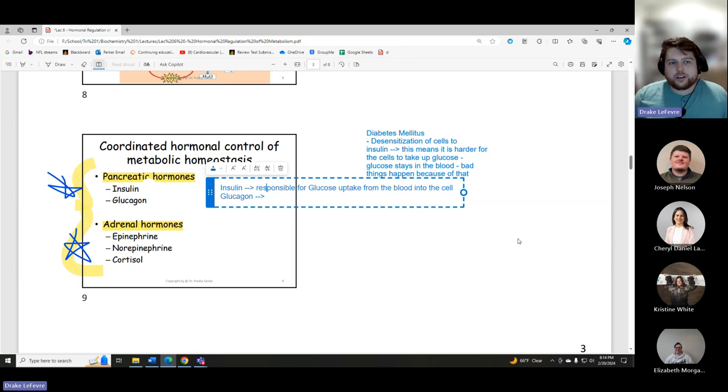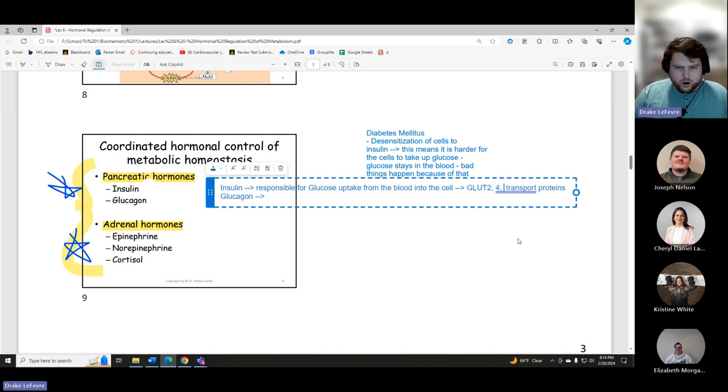Exactly. You'll hear this pop up again later on down the road. You don't need to know this right now. This is just to give you an introduction. You'll hear about glute transport proteins. And there's a couple different types. There's like glute 2. There's like 2-4. I think there's like a 2A or something like that. Main ones I remember glute 2, glute 4. You'll hear about those later on down the road.